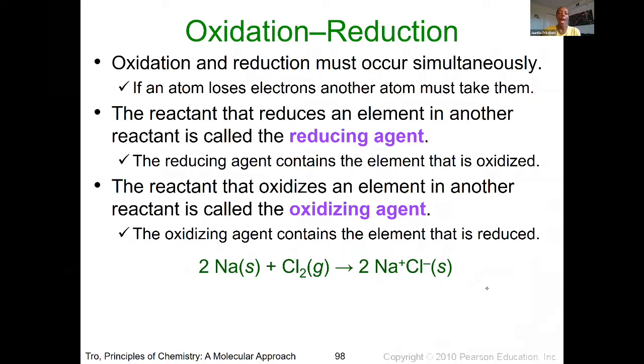Whereas the reactant that allowed the other element to get oxidized is considered to be the oxidizing agent. Because I lost my electron, I allowed you to become oxidized.